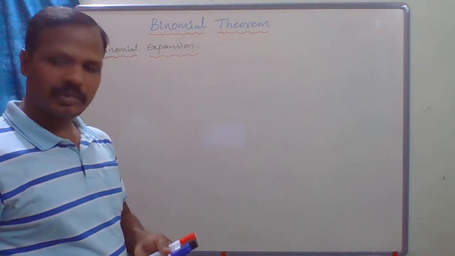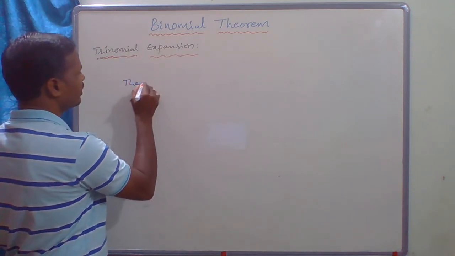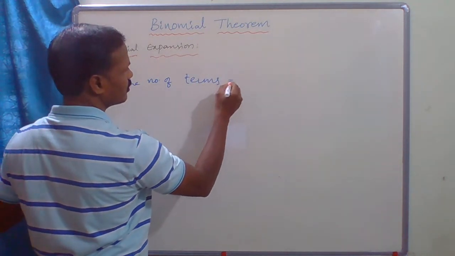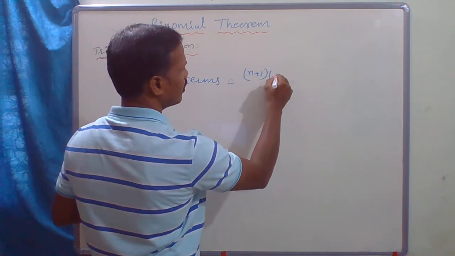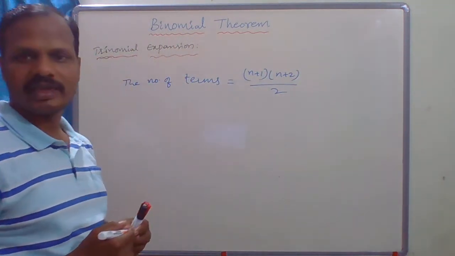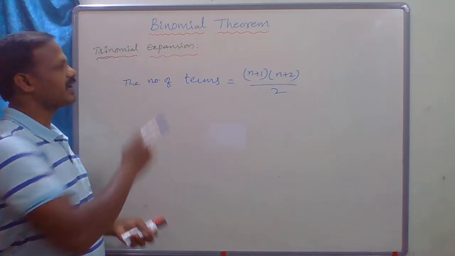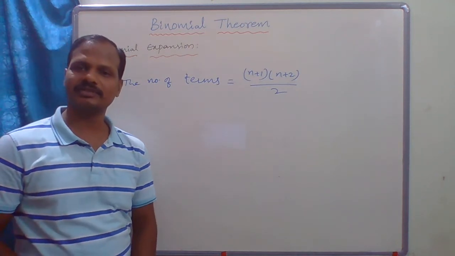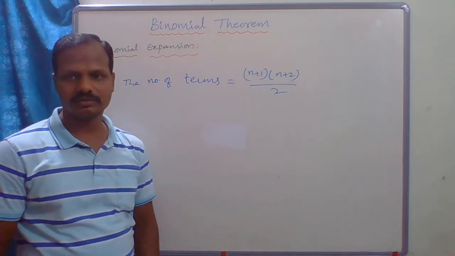Okay, so the number of terms in a trinomial expansion is (n plus 1) into (n plus 2) by 2. The number of terms in a binomial expansion is n plus 1. Okay, clear?